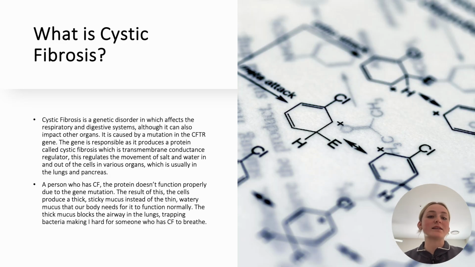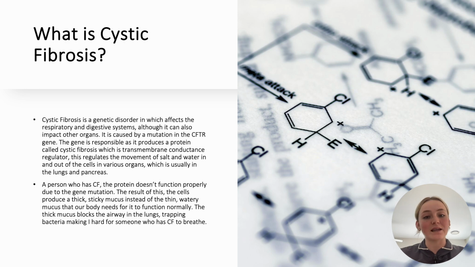Cystic fibrosis is a genetic disorder which affects the respiratory and digestive systems, although it can also impact other organs. It is caused by a mutation of the CFTR gene. The gene is responsible for producing a protein called the cystic fibrosis transmembrane conductance regulator. This regulates the movement of salt and water in and out of the cells in various organs, which is usually in the lungs and pancreas.